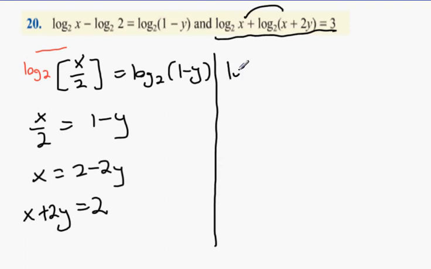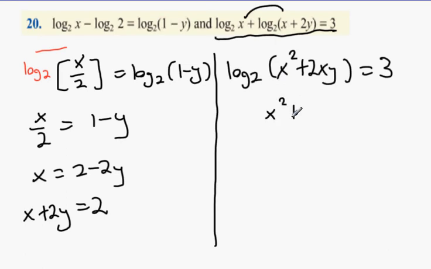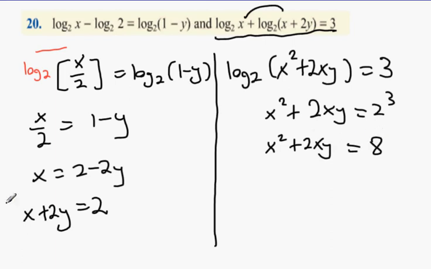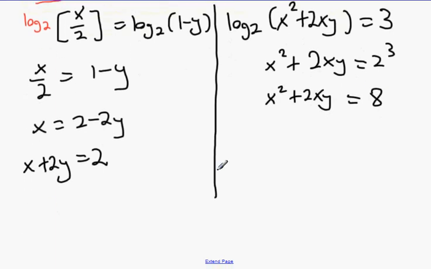Now on to the next one. Multiply, same base, log 2 of x squared plus 2xy equals 3. Then you're going to have x squared plus 2xy equals 2 to the power of 3. X squared plus 2xy equals 8. Okay, so that's that part there. Now we have two equations going on here.